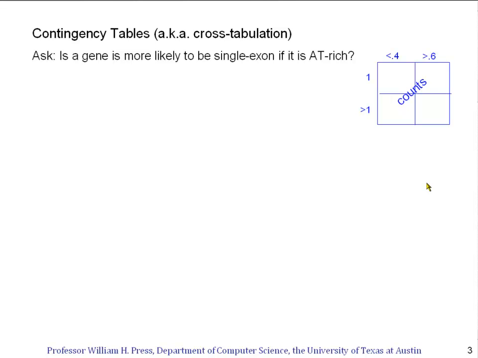So let's take a simpler example, a 2 by 2 contingency table. We're going to go back to the human genome, where, if you'll recall, genes have 1 or more exons. And you'll also recall that genes are made of nucleotides A, C, G, T. And some genes are more rich in A's and T's than they are in C's and G's. There's a whole story behind that. So we might ask a question like, is a gene more likely to be single exon if it's AT rich?